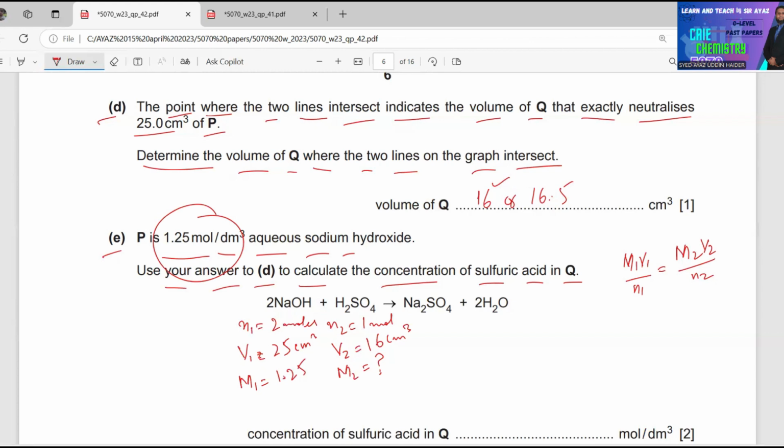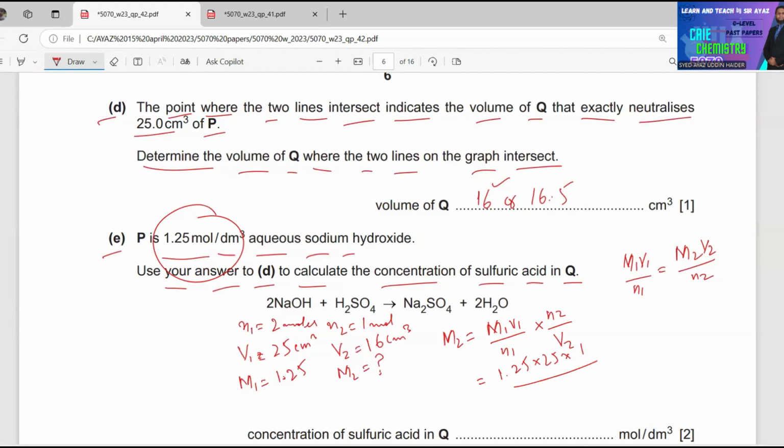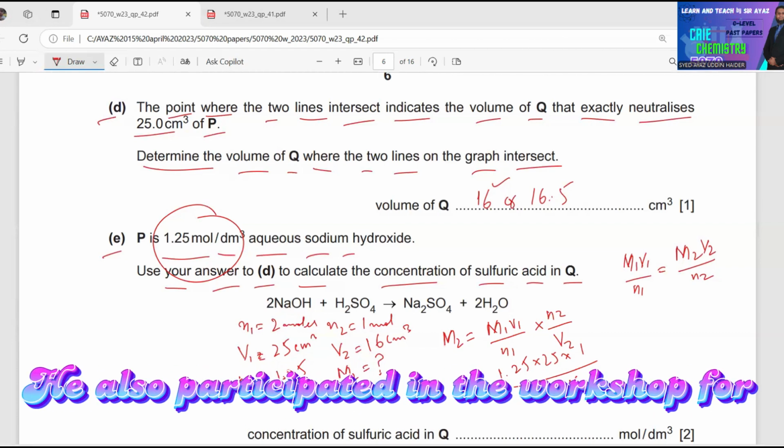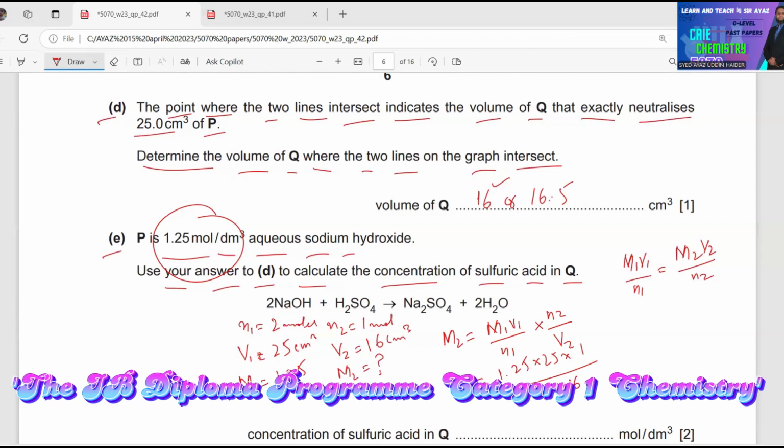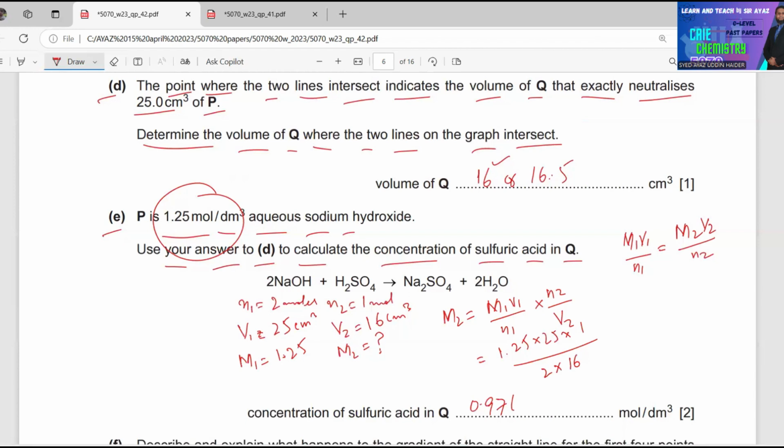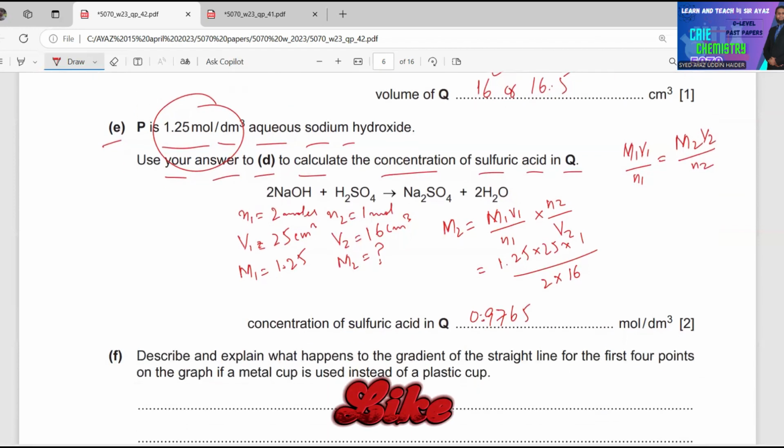Rearrange this equation, we will get M2 is equal to M1 V1 by N1 multiplied by N2 and divided by V2. Putting the values, M1 is 1.25 multiplied by V1 is 25, N2 is 1, N1 is 2, and V2 is 16. Let's solve this. 1.25 multiplied by 25 divided by 2 divided by 16 is 0.9765. 0.9765 will be the concentration of sulfuric acid.